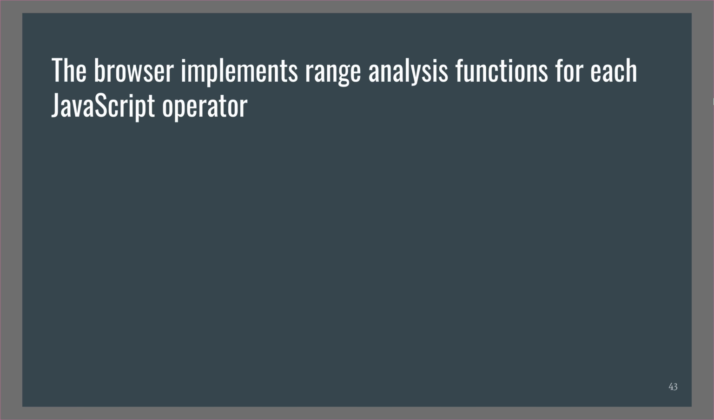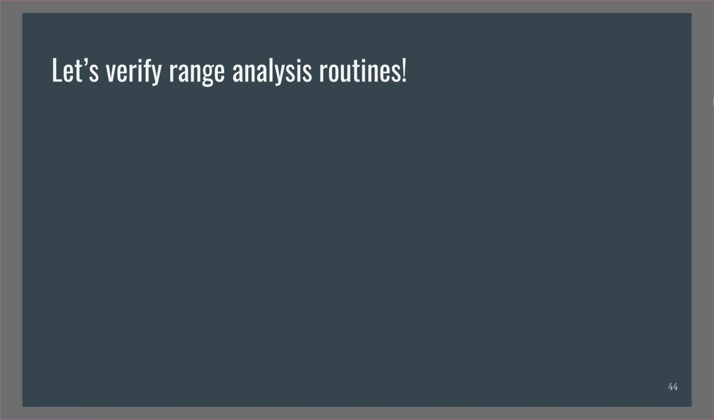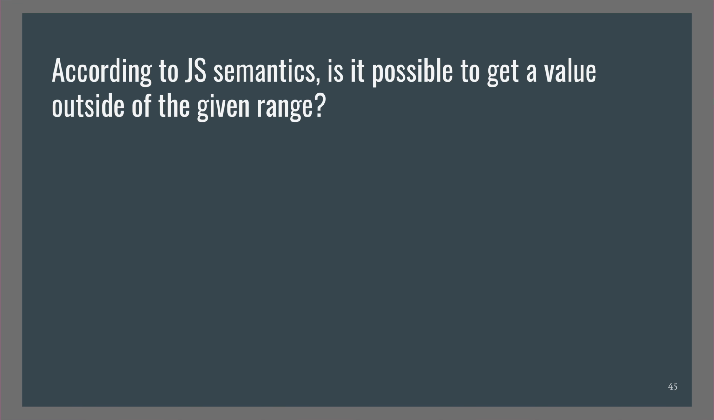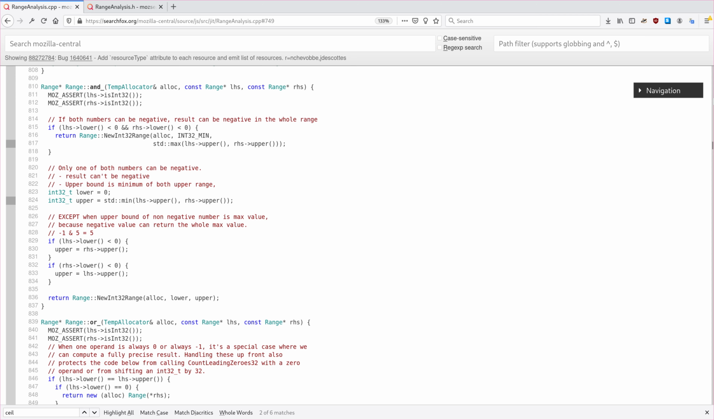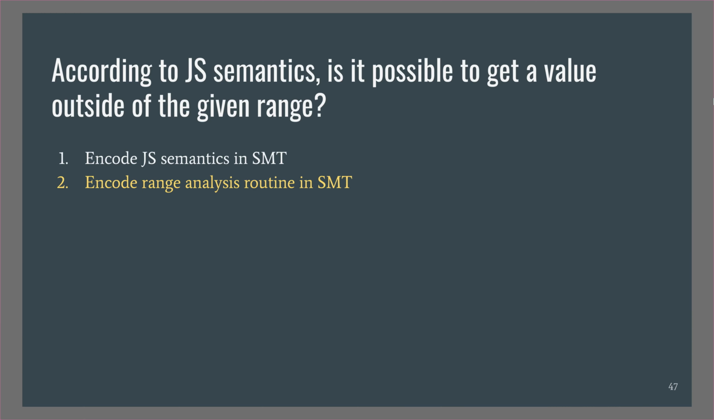We really want range analysis routines to be right, so we're going to try and verify them correct. And how can we verify them? By asking if, according to JavaScript semantics for a given operator, it's possible to get a value outside the computed range for that operator. We're going to ask this question mechanically. So first, we'll encode JavaScript semantics for a given operator, like bitwise and, in SMT. Then, we'll encode the range analysis routine for that operator, again in SMT. But here's the routine we just saw for bitwise and, and it seems like it would be pretty gnarly to encode by hand.